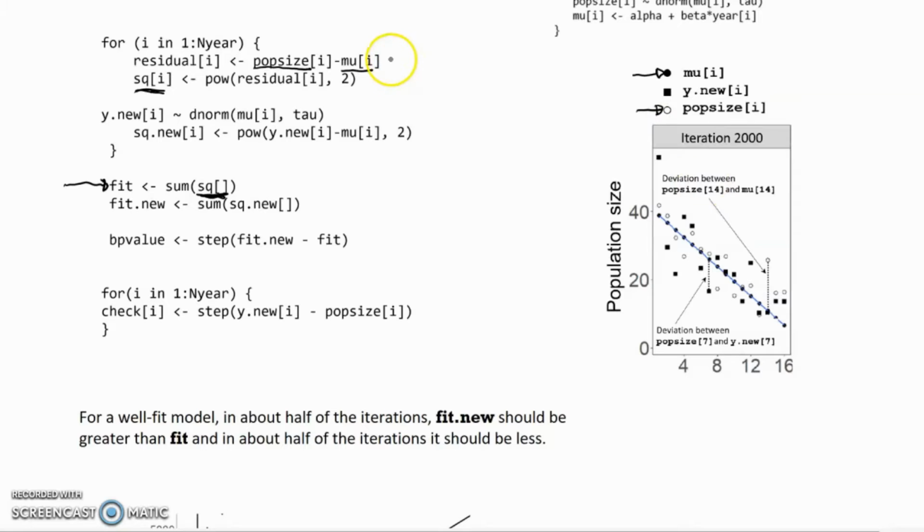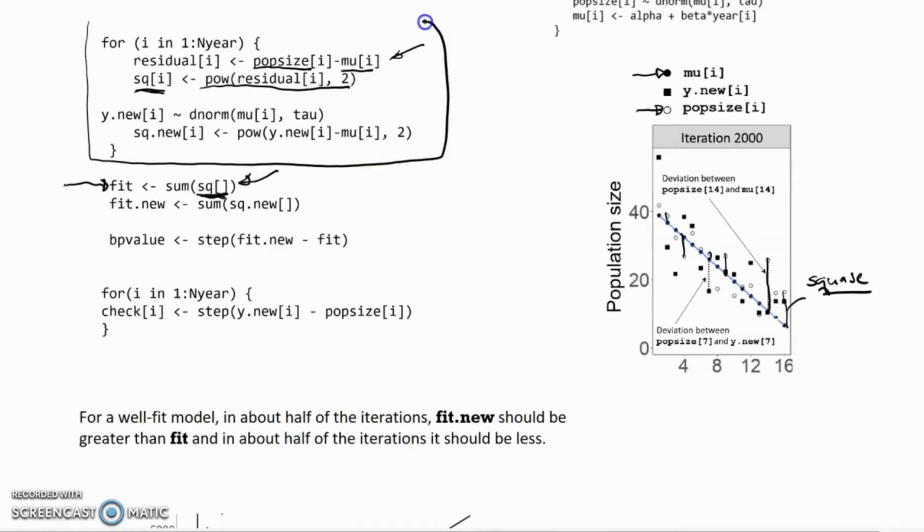And what we're looking at here is taking the differences between the observed and modeled values, and then we're going to square them. And here, if you think about the fact that everything here is based on a loop over 16 years, we're going to exit that loop, and then sum those squared deviations over the 16 years.